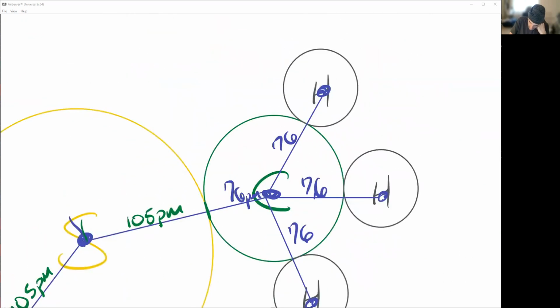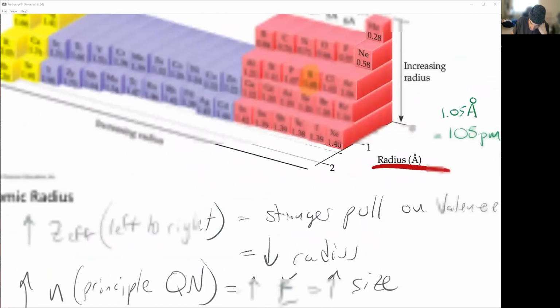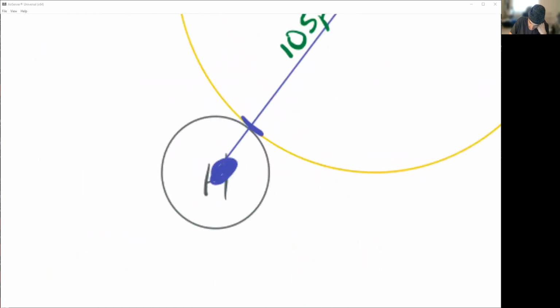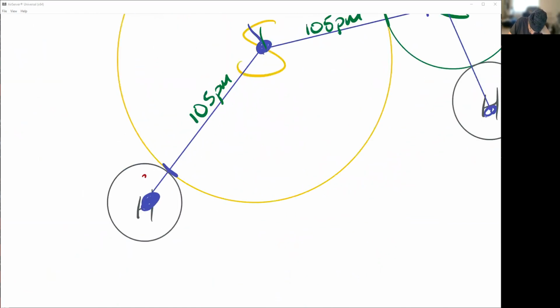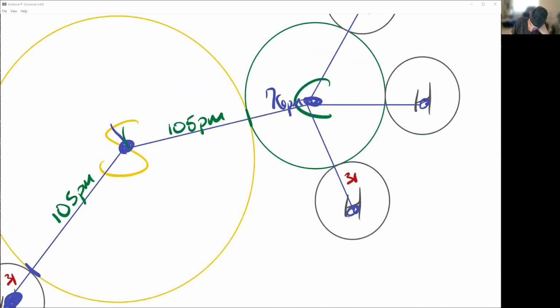Okay, and in fact, I'm going to erase some of these. Sorry if you wrote them in. And there we go. What did I say it was? It was 31 picometers. So this is 31. This is 31. So on and so forth.